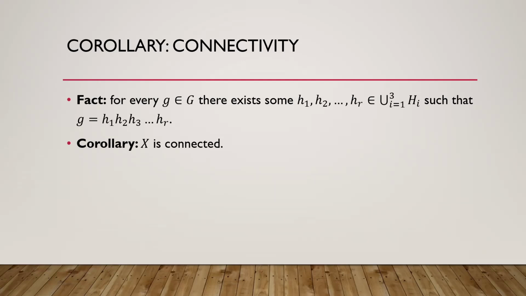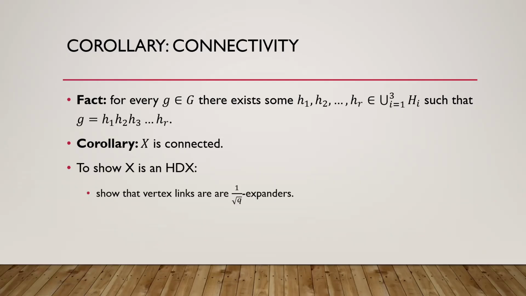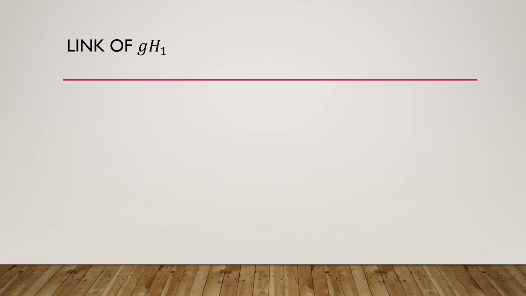So is it a high dimensional expander? Again, to show that X is a high dimensional expander, there is a very common strategy. We just need to show that its vertex links are expanders. And then by the trickle down theorem that we saw yesterday, we'll also get that the base graph is almost as good as an expander. And so this will also be an HDX. So maybe this is a good time to talk about what links look like.